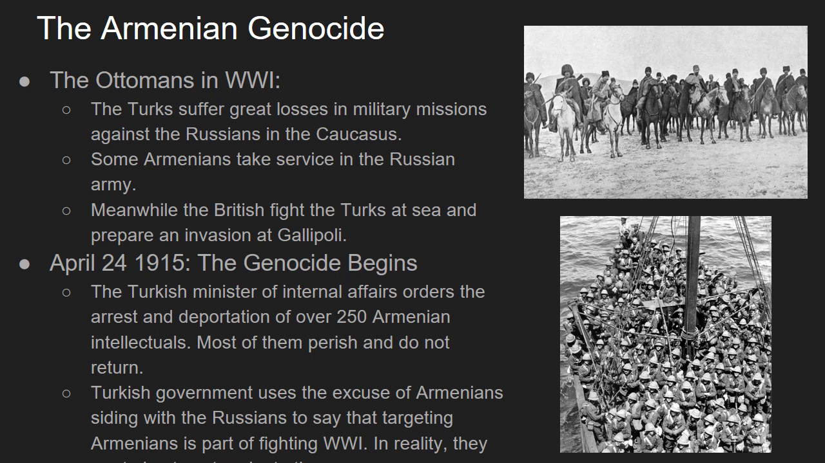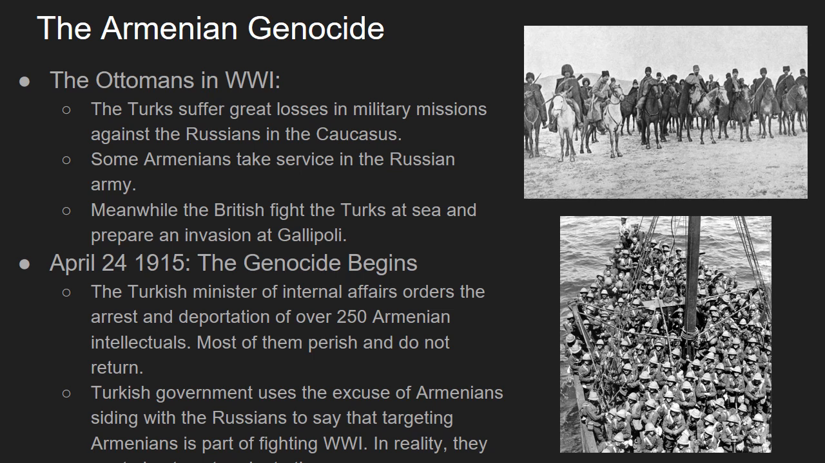This comes to a head on April 24th of 1915, which is the date that the Armenian Genocide begins. On that date, the Turkish Minister of Internal Affairs orders the arrest and deportation of over 250 Armenian intellectuals, most of whom are murdered, or who never are able to return to their homeland.